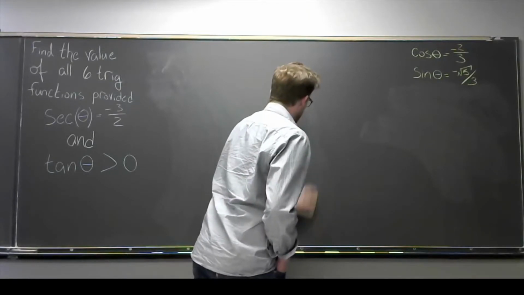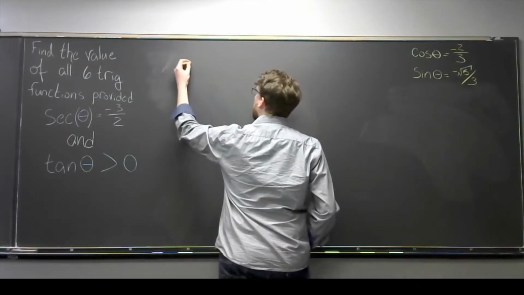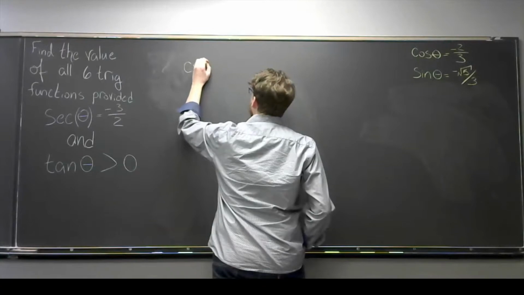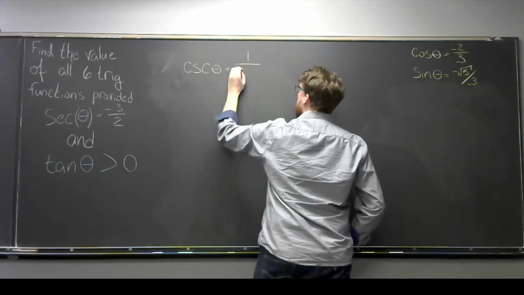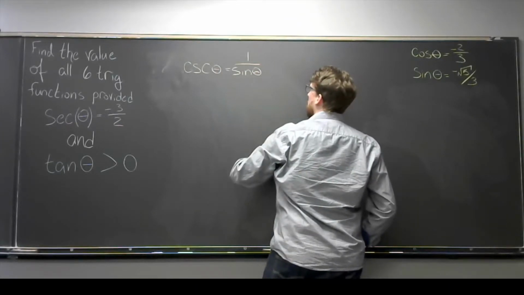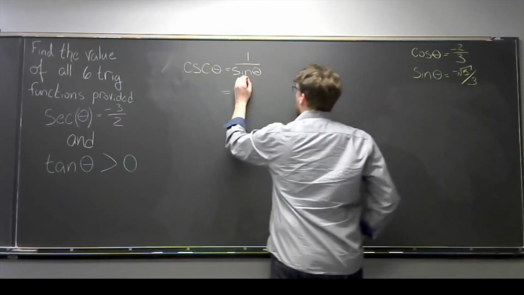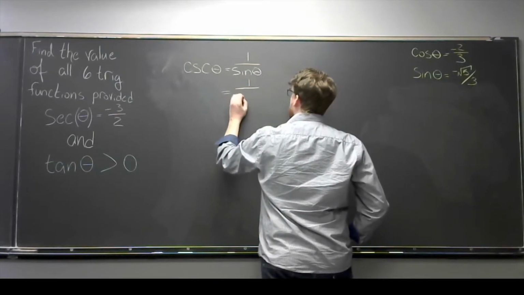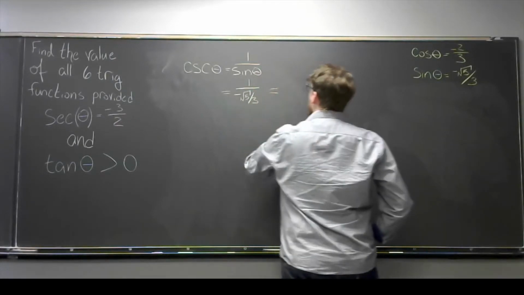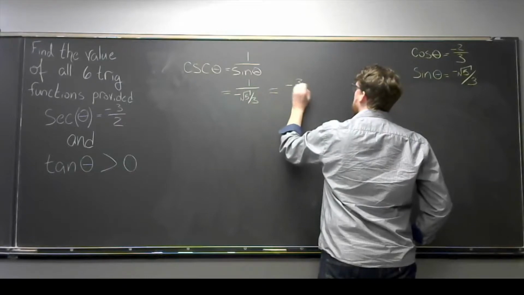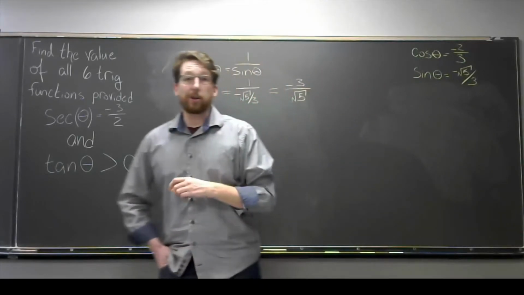So let's go ahead and find cosecant now. Since we know cosecant of theta is equal to 1 over sine theta, we know the cosecant of theta is equal to 1 over negative square root of 5 divided by 3, which is equal to negative 3 over the square root of 5. So this is cosecant.